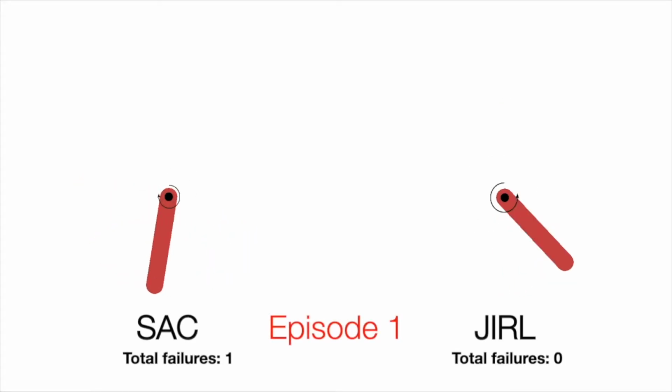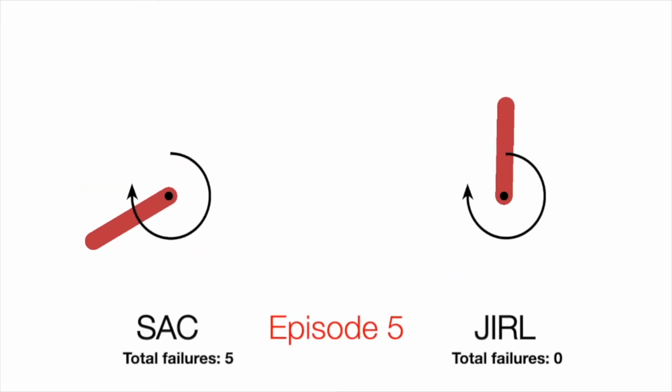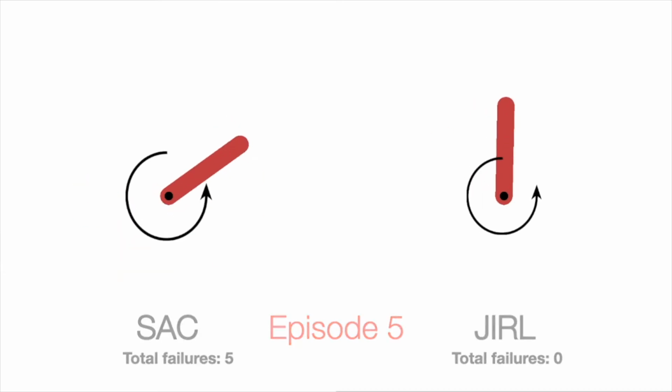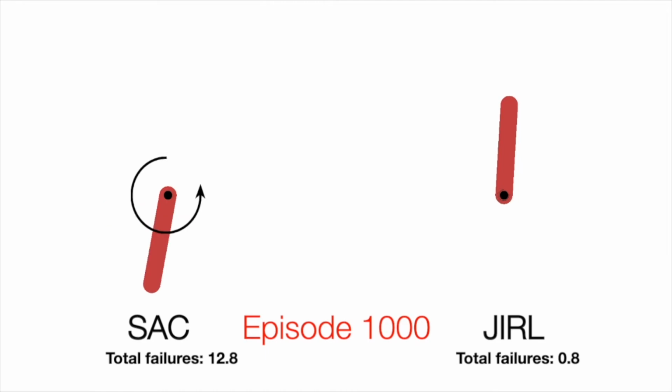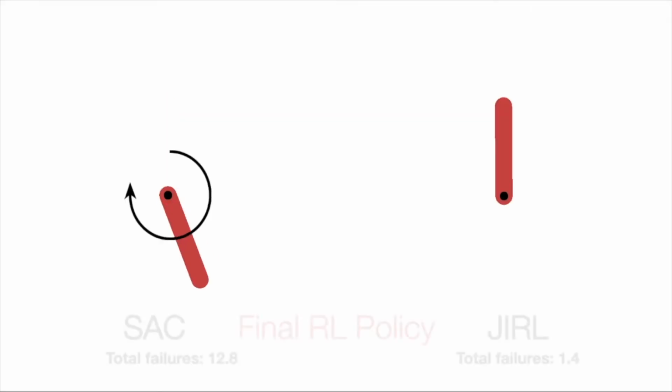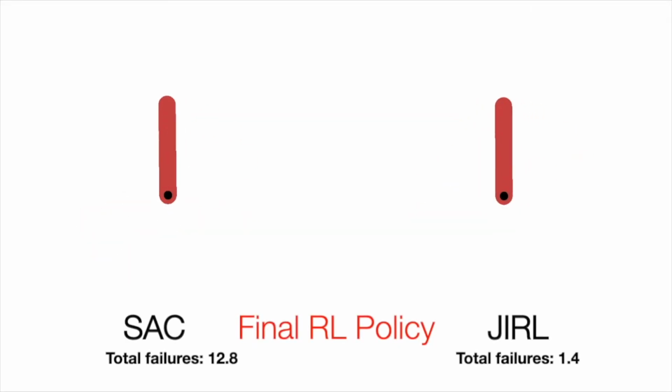In the inverted pendulum task, the baseline policy manages to complete the task while performing suboptimally, as can be observed in the early episodes using JIRL. Eventually, both SAC and JIRL learn the optimal policy. However, JIRL encounters 9 times fewer failures as compared to SAC.